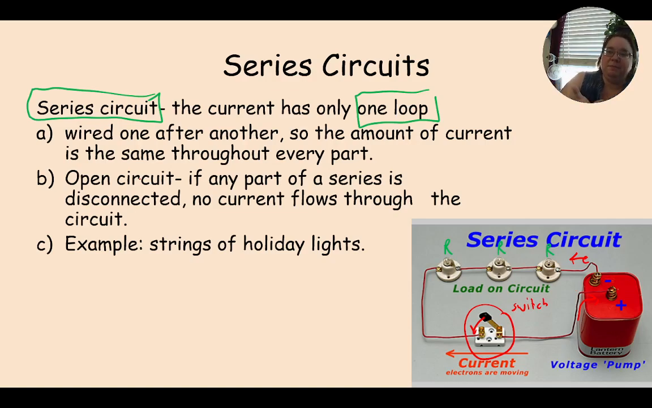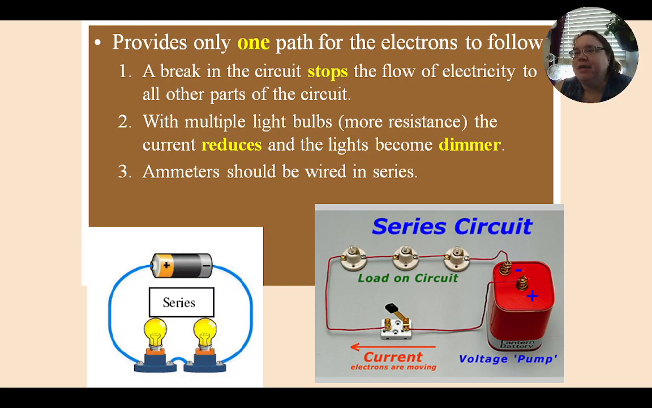Many older Christmas lights are on a series circuit. If one bulb breaks and the whole strand goes dead, that is a great example of a series circuit. The thing about a series circuit is it provides only one path for the electrons to follow. So if there's any break in the path, the electrons stop flowing and everything breaks. So any damage, whether it be a bulb that is blown or a wire that is broken, means that my electricity is not going to flow.